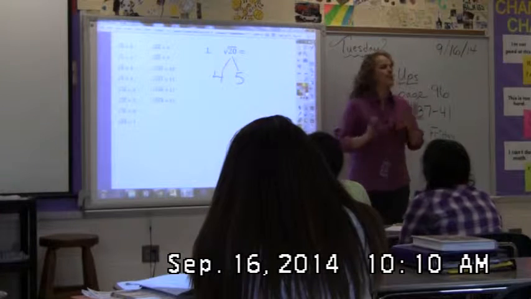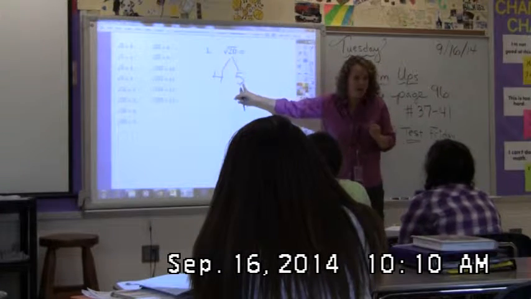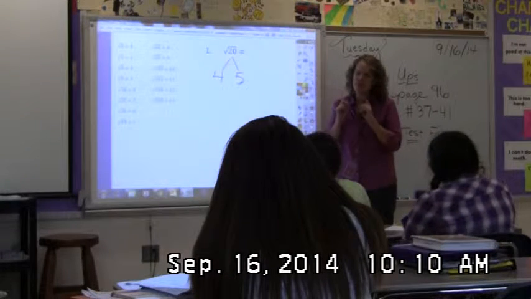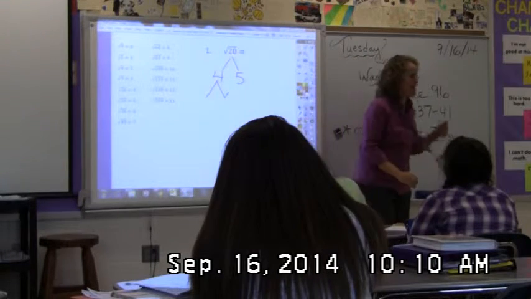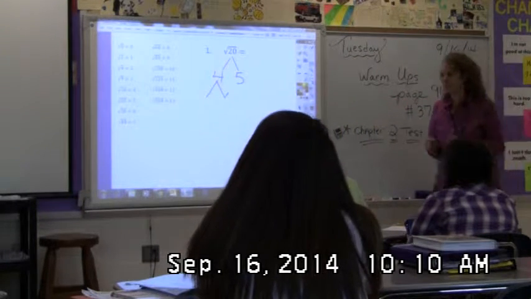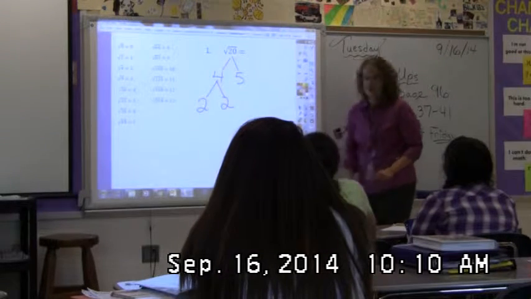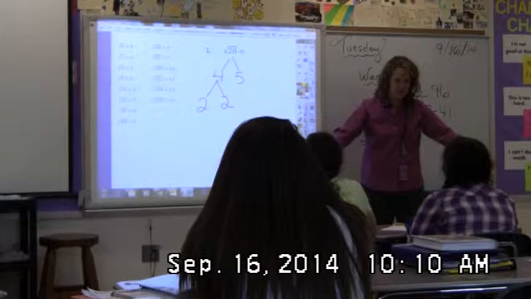Now, I'm looking for prime factors. 5 is a prime. I can't break 5 down anymore. The only way to make 5 is 5 times 1. But the 4 is not prime, so we can break that down. What times what makes 4? Hannah? 2 times 2. Beautiful. Okay, so now I've broken my 20 down into its prime factors.